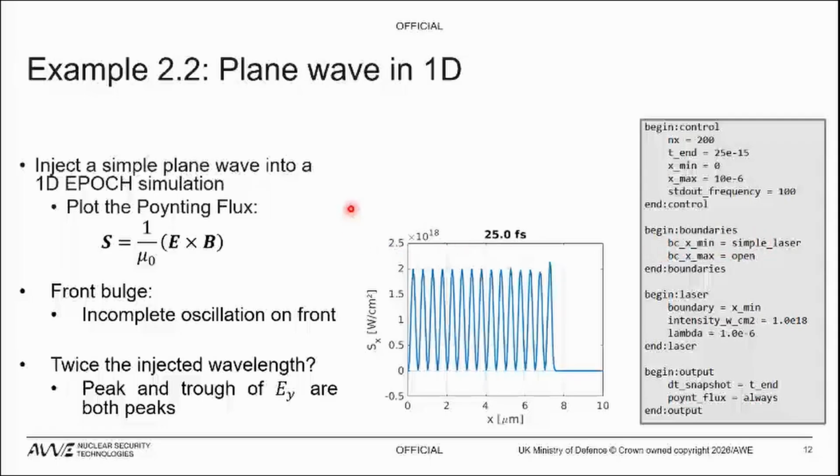And you can see that if you were to plot the Poynting flux, it will oscillate up and down between 0 and 2 times 10 to the 18 watts per square centimeter, which has an average of 1 times 10 to the 18 watts per square centimeter, which is what we told it to inject. Because of the particular way that I've plotted this, you're seeing both the peaks and the troughs of the electric field as peaks here. So you should be seeing maybe 2 peaks per wavelength, which is roughly what we're seeing. So 1 wavelength with laser. It works as we expect it. It's just incomplete at the front, so we have this little bit of a numerical artifact here.